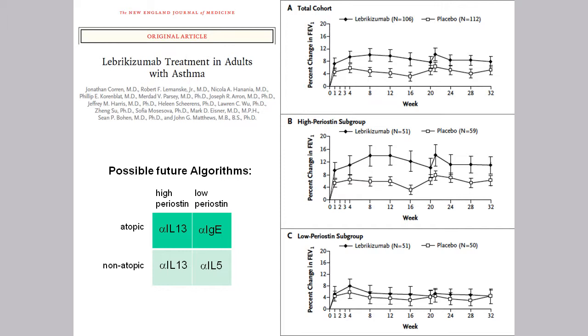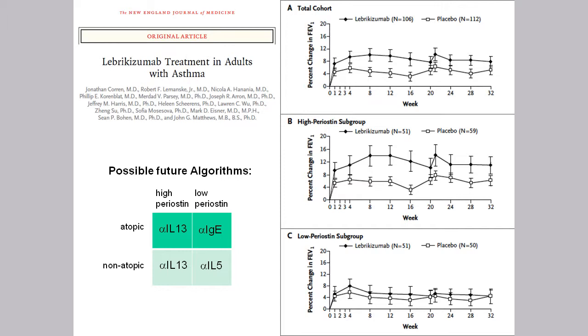This was a study that was published in the New England Journal of Medicine in 2011. These are patients who have severe asthma, severe allergic asthma, categorized into two different categories based on the expression of a serum biomarker called periostin. So taking patients with high periostin and low periostin and blocking IL-13 with a monoclonal antibody.